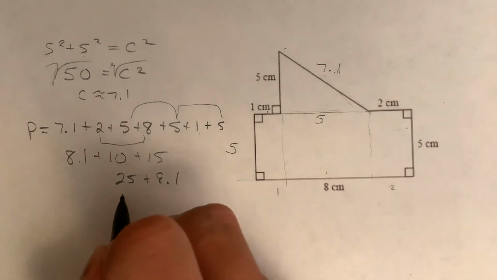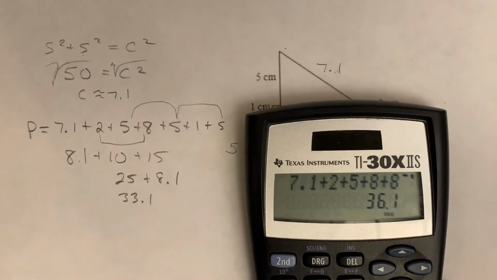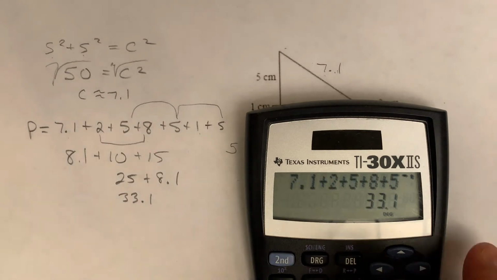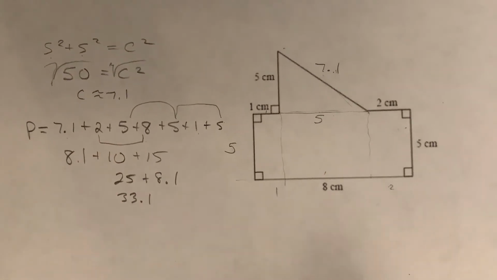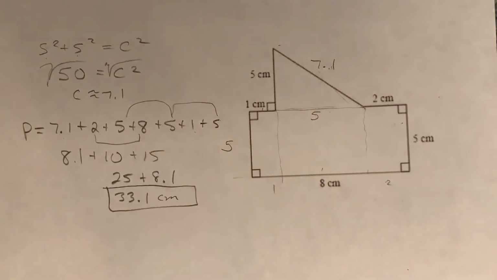Adding 8 to this makes this 33.1. So maybe I made a mistake. Let me double check and add them all together again. Don't want to make a mistake. So let's see what I got. 7.1 plus 2 plus 5 plus 8 plus 5 plus 1 plus 5. 33.1. Always double check your work. It's a great job, we figured it out. Okay, so we know it's 33.1 centimeters now. Remember I told you in class, one time is not enough to add things up. And you can see I made the mistake right here, right now, where I didn't get them right. So always double check your work.